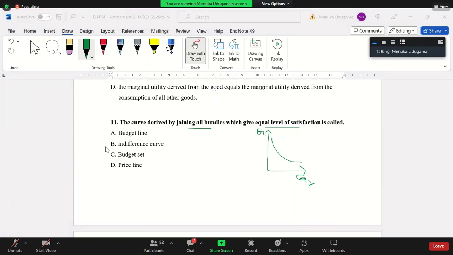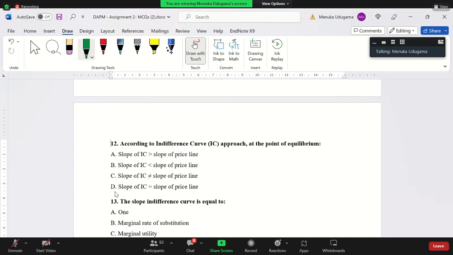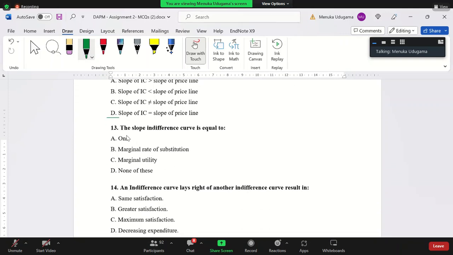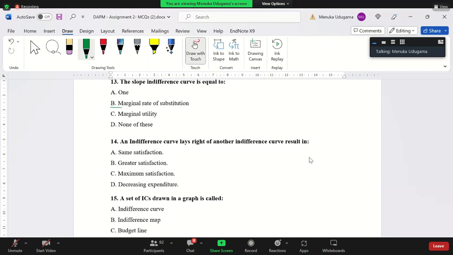Yes, good. Indifference curve. 12. So according to the indifference curve, at the equilibrium, we saw that the slope of the indifference curve equals slope of the budget line. And number 13, the slope of the indifference curve is called marginal rate of substitution. So we didn't go into detail on marginal rate of substitution, so you might not expect any questions on the slope.